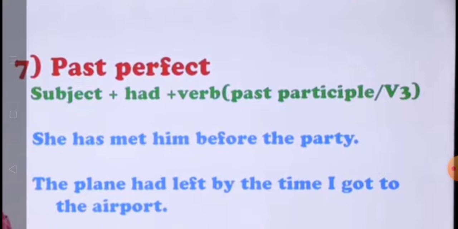The next is past perfect. The rule for past perfect is subject plus had plus verb past participle, we use the third form of the verb. For example, she had met him before the party. Then the second example, the plane had left by the time I got to the airport.